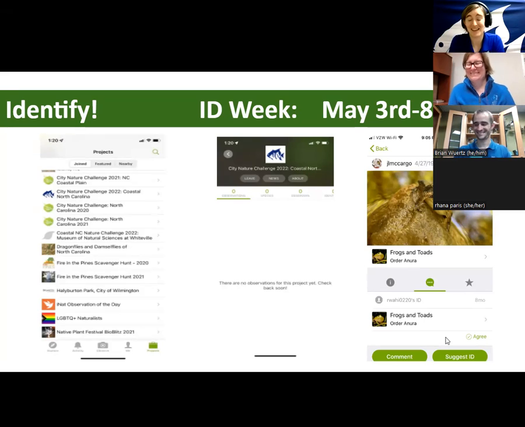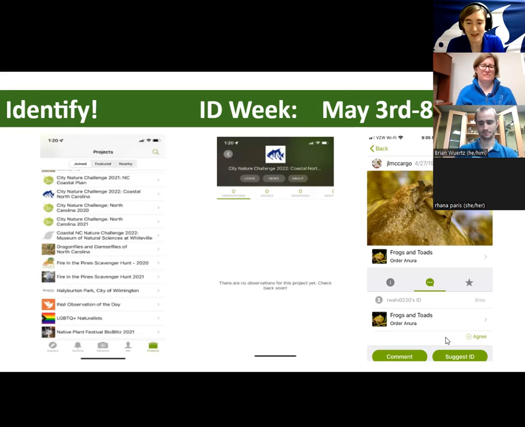But it's not just taking pictures for science. There's also an identification week component to the CityNature Challenge. So if you want to help other people to identify what they find, that's a really important part of knowing how many species we did encounter during the challenge.